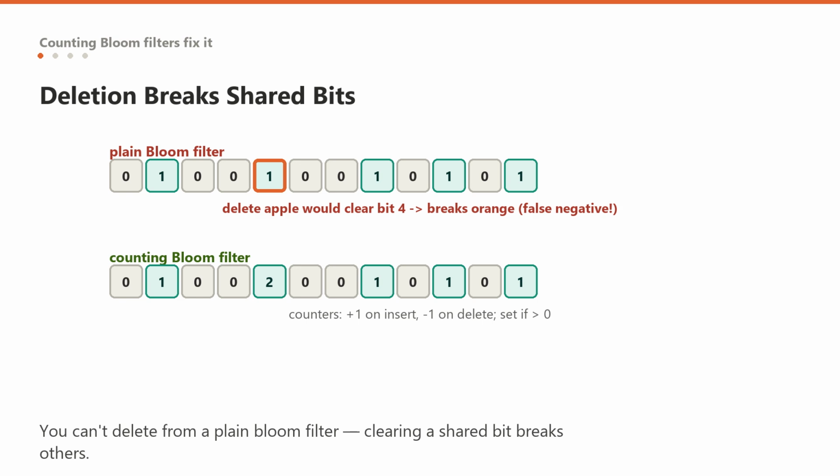If you truly need deletion, you use a variant called a counting Bloom filter, which replaces each bit with a small counter. Insert increments the counters, delete decrements them, and a position is considered set if its counter is above 0. The cost is more memory.